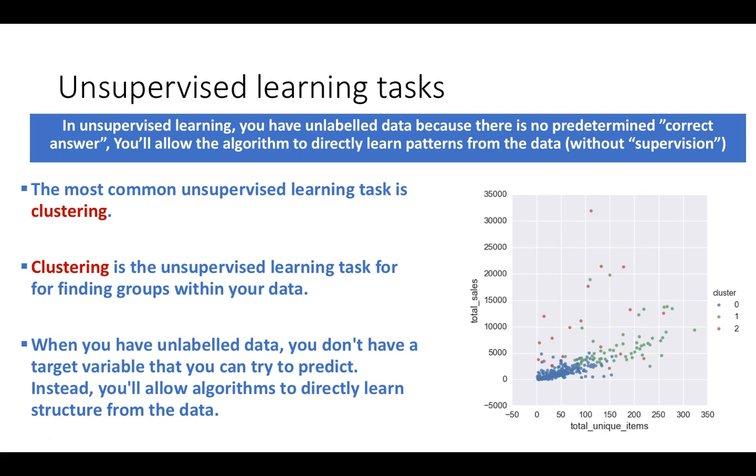The most common unsupervised learning task is clustering. That is how we use that word, clustering. Clustering is the unsupervised learning task for finding groups within your data. When you have unlabeled data, you don't have a target variable that you can try to predict. So instead, you allow your algorithms to directly learn structure from the data. That is what we call the unsupervised learning task.